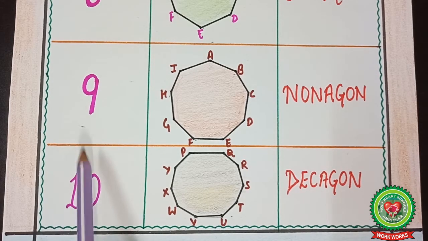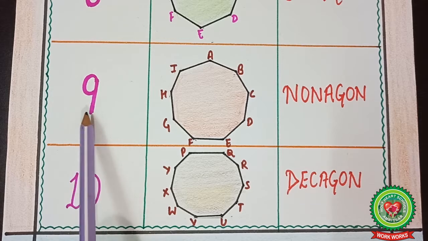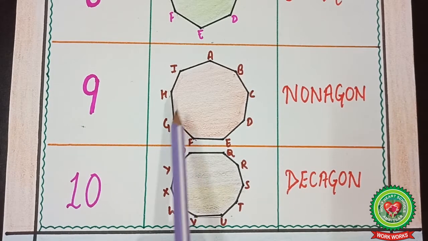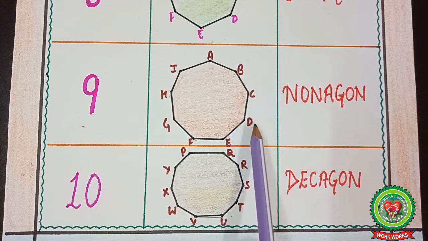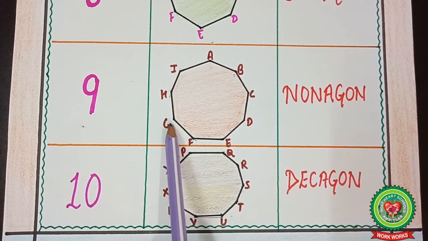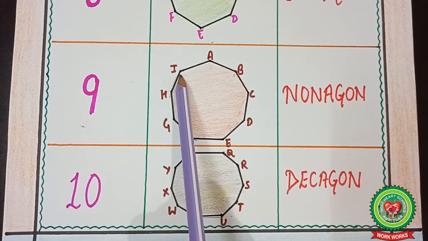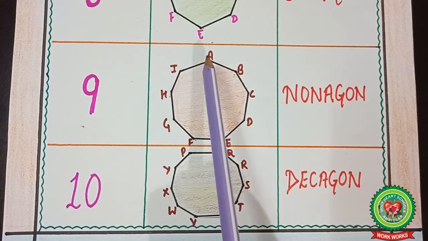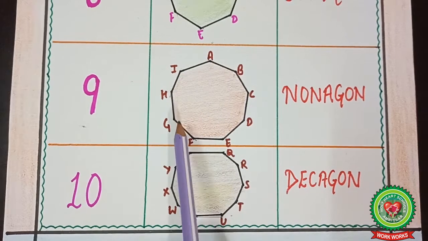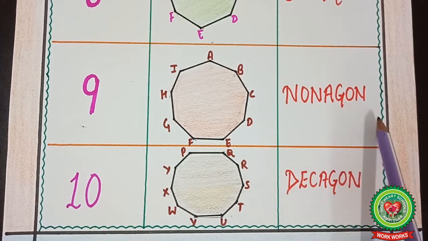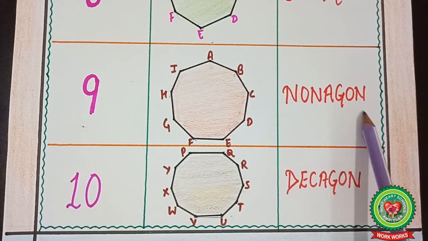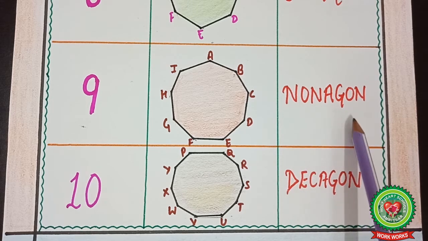Now the number of sides is 9. With 9 sides, which figure can we form? Here we are taking the sides as AB, BC, CD, DE, EF, FG, GH, HI and IA. So these are 9 sides, and with 9 sides we form a figure known as a nonagon. Nona means 9 and gon means side. So it is known as a nonagon, which is a polygon as well.